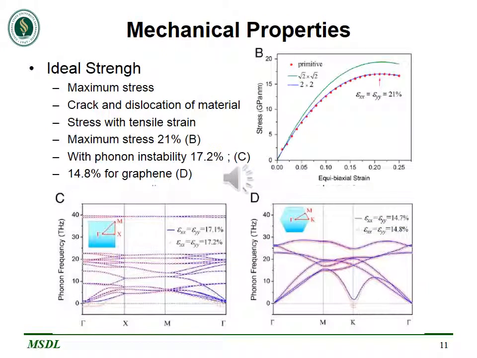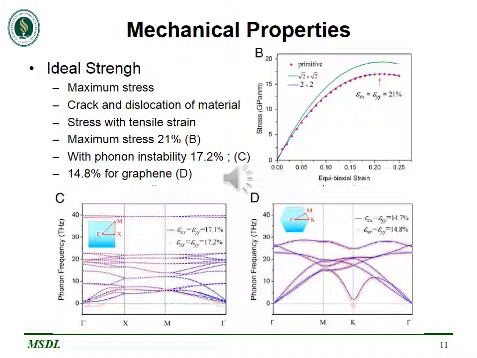The ideal strength of a material is the maximum stress that it can sustain and critical stress for crack and dislocation in the material. When the applied stress exceeds the ideal strength, the crystal structure will collapse even at zero temperature. The ideal strength of pentagraphene is calculated with the variation of stress with tensile strain using the different cells of the crystal. The maximum ideal strength calculations show that the strain at the maximum stress is 21%.